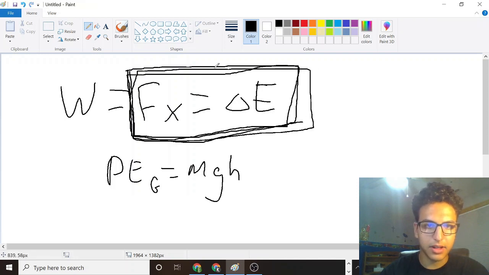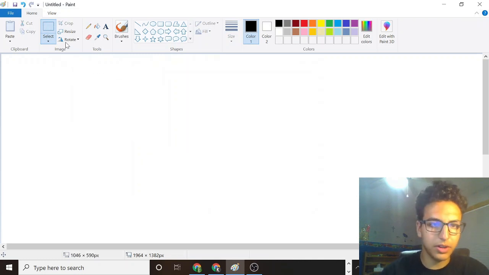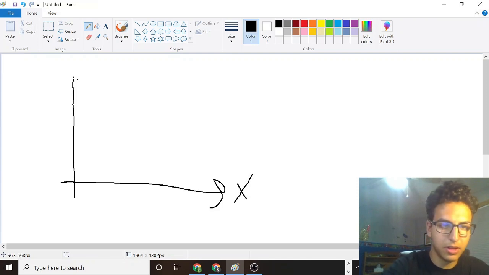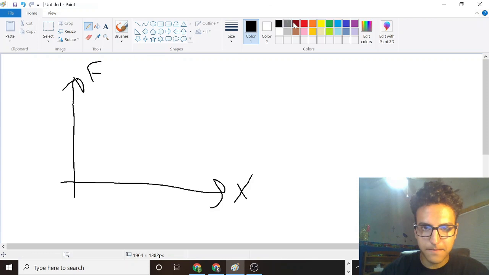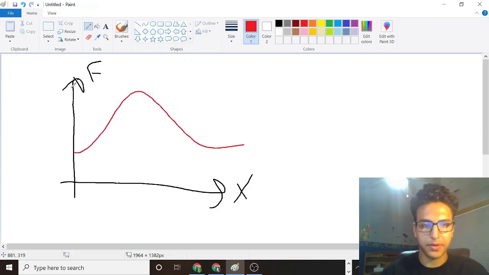Okay, and so we can use this work energy theorem, and what we can do is draw a graph. We have displacement here, and we have force here. Alright? And say we have a graph that looks something like this. Well, work is force times displacement. So what's the work here?